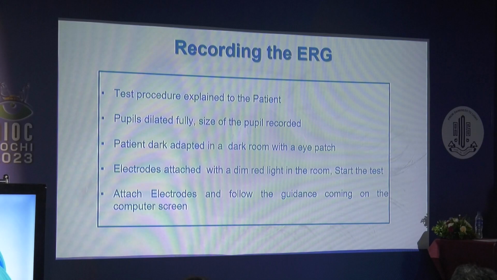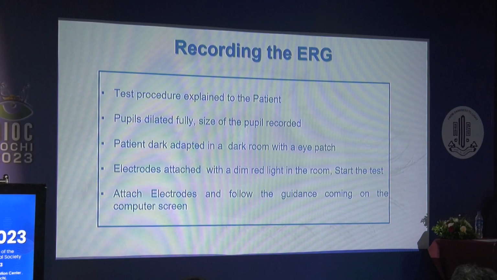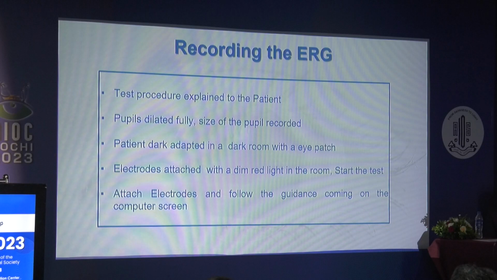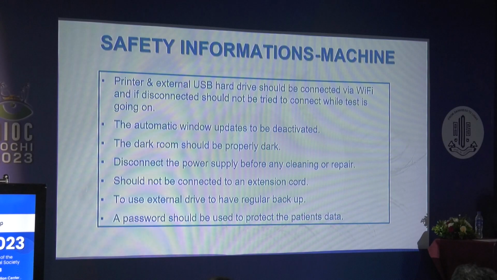For recording the ERG, the test procedure should be explained to the patient completely. For those tests that require pupil dilatation, the size of the pupil is recorded, the pupils are fully dilated, the patient is dark adapted in a dark room with an eye patch, the electrodes are attached with a dim red light in the room, and then we start the test. We attach the electrodes and follow the guidance coming on the computer screen.